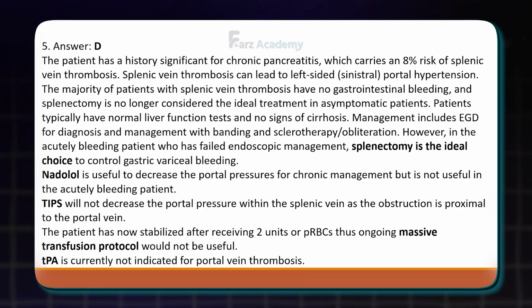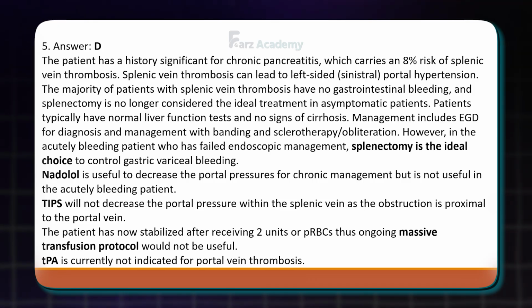Management includes EGD for diagnosis and management with banding and sclerotherapy. However, in the acutely bleeding patient who has failed the endoscopic management, splenectomy is the ideal choice to control the gastric variceal bleeding. That is why TIPS and the others were not the correct answer. The correct answer was splenectomy because he had failed his endoscopic management. That is why he should go for splenectomy.